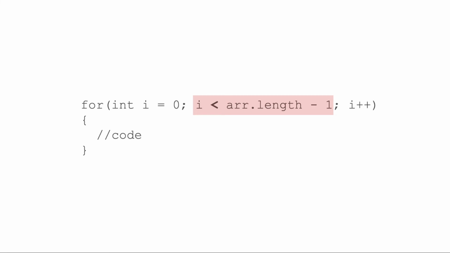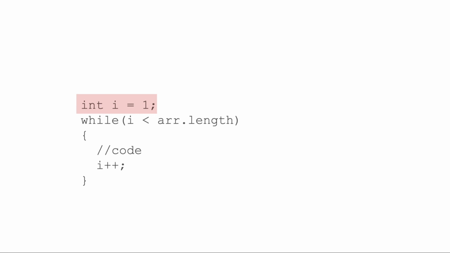Another common error is called an off by 1. In this example, we're skipping the last element. This is also an off by 1 error, as I'm starting by accessing the element at index 1 instead of index 0. Index 1 stores the second element in the array.